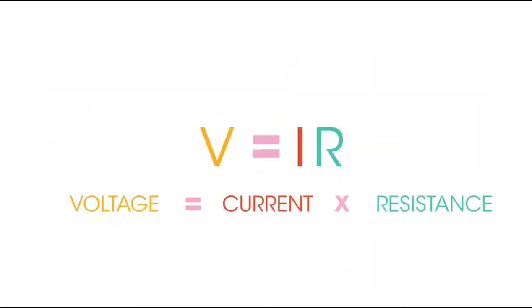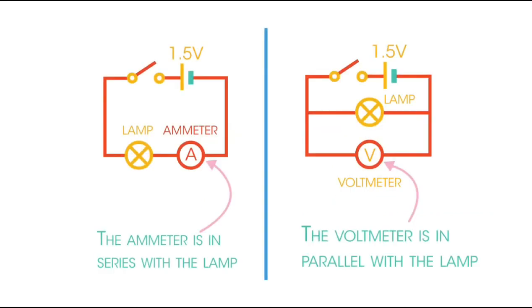In summary, we have learned that the voltage is equal to the current multiplied by the resistance, and how to measure the potential difference and the current across components.